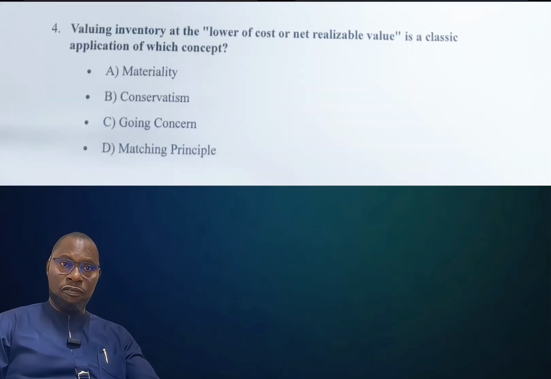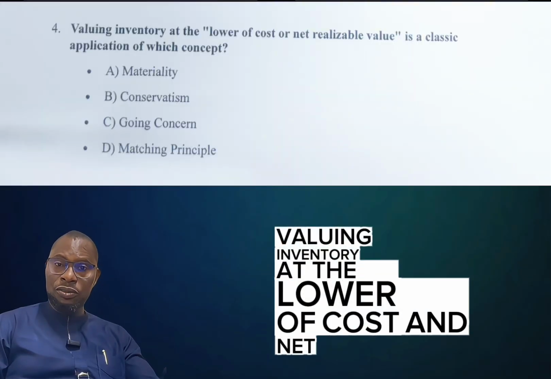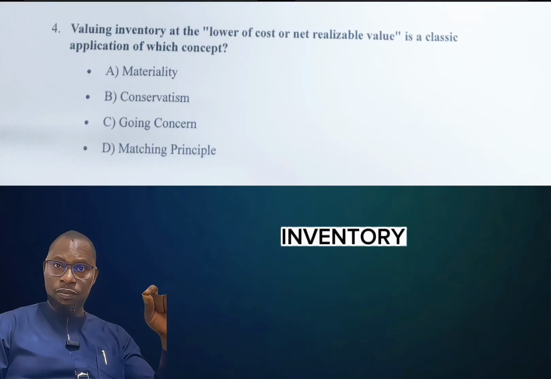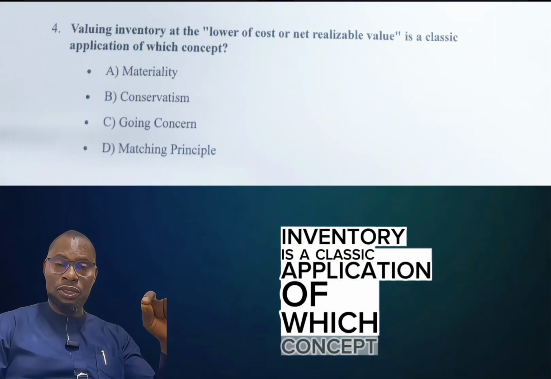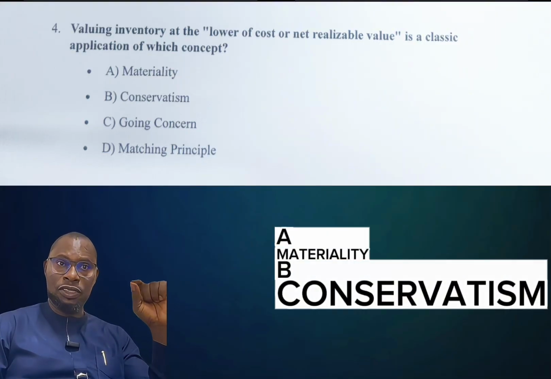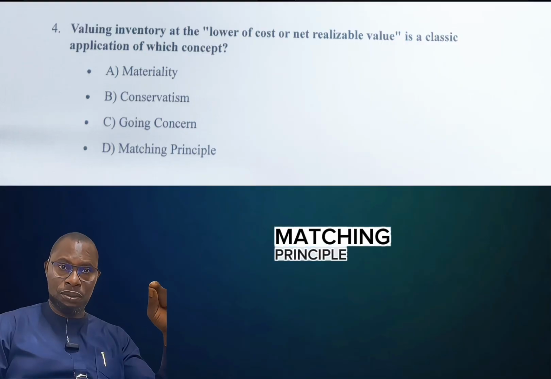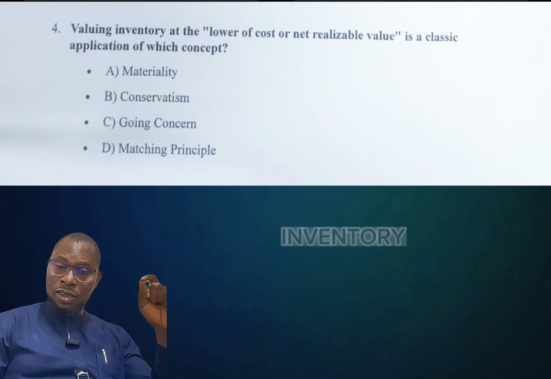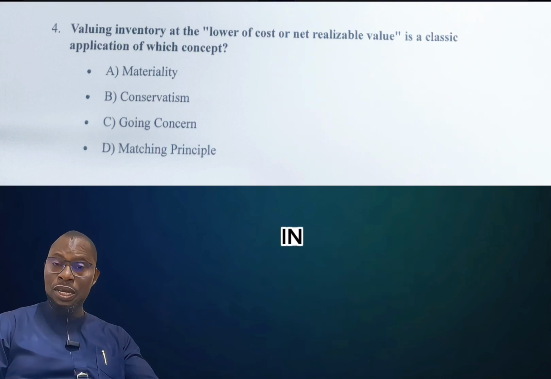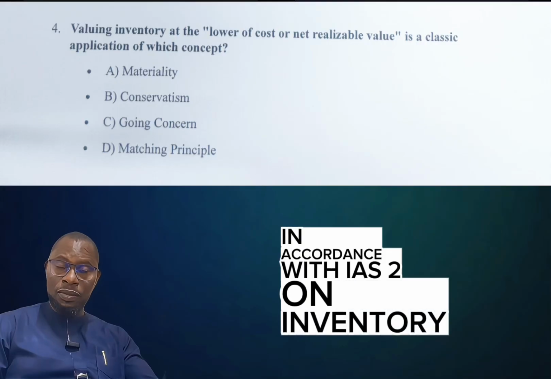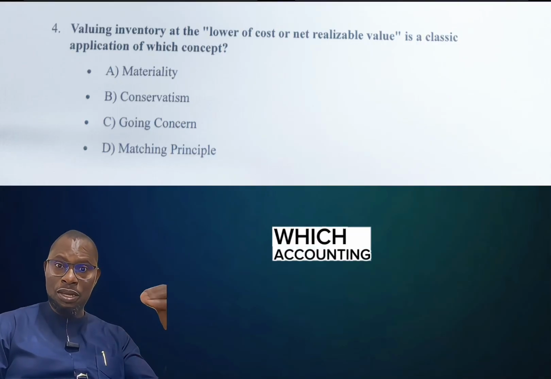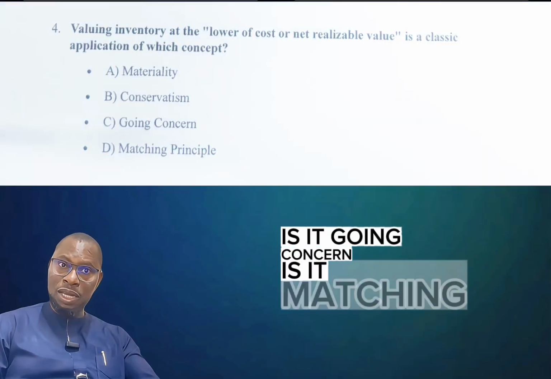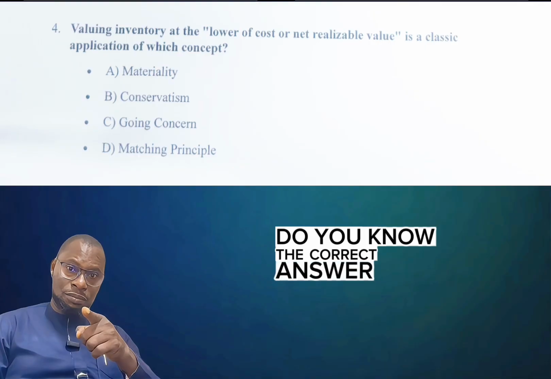Number 4, valuing inventory at the lower of cost and net realizable value, that is under IAS 2 inventory, is a classic application of which concept? A, materiality. B, conservatism. C, going concern. D, matching principle. Which is the correct answer? Tell me. When you value inventory at the lower of cost and net realizable value in accordance with IAS 2, which accounting concept is it complying with? Is it materiality? Is it conservatism? Is it going concern? Is it matching principle? Do you know the correct answer?